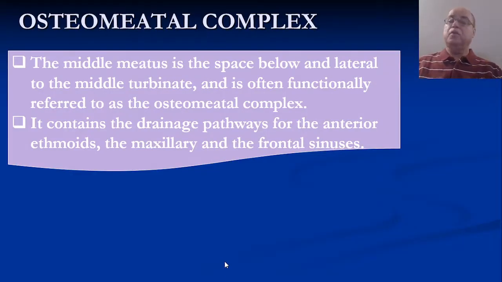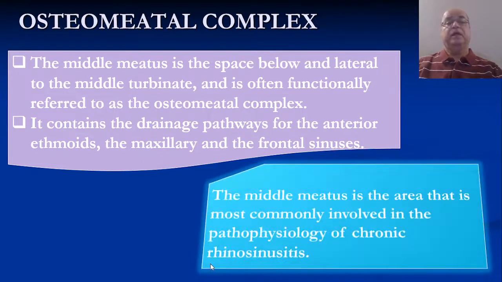Now, osteomeatal complex, whenever we will be talking about rhinosinusitis or the nasal operations for the sinuses, again and again you will come across this terminology. So osteomeatal complex, this is the middle meatus, is the space below and lateral to the middle turbinate, and it is often functionally referred to as the osteomeatal complex. It contains the drainage pathways for the anterior group of paranasal sinuses. The middle meatus is the area which is most commonly involved in the pathogenesis of chronic rhinosinusitis.